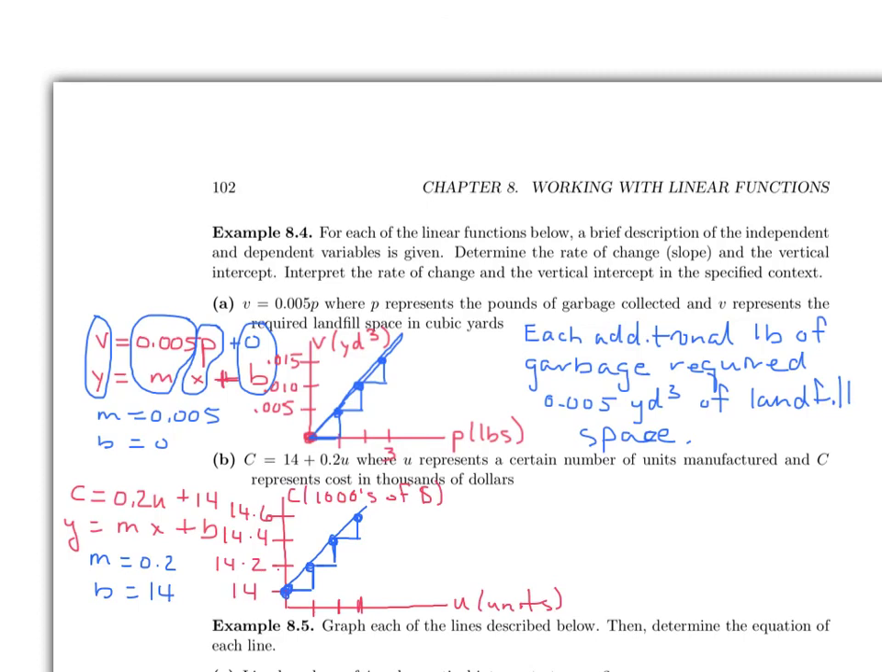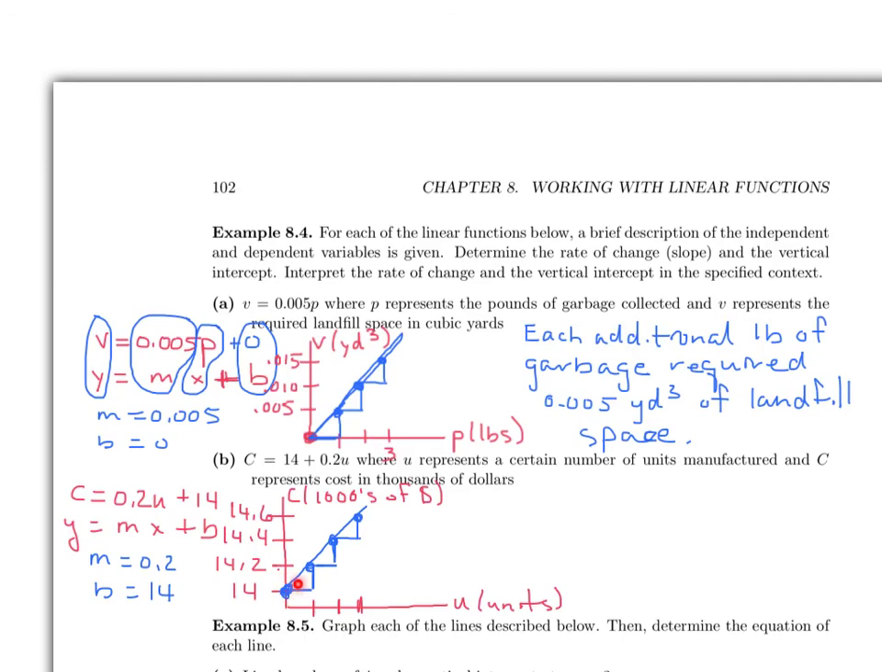Next we want to interpret the m and the b values in the context of this problem. Let's start with the b value of 14. What does that mean in this problem? Well, the 14 told us where we were starting from. Remember, the b value is like our initial amount. In this case, we'd be talking about our initial cost in thousands of dollars. At this point, u is equal to 0.